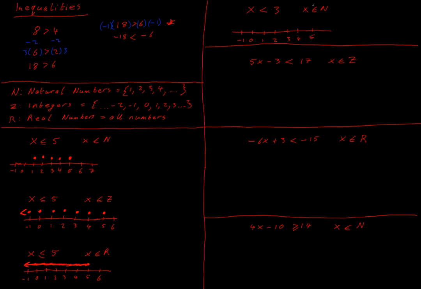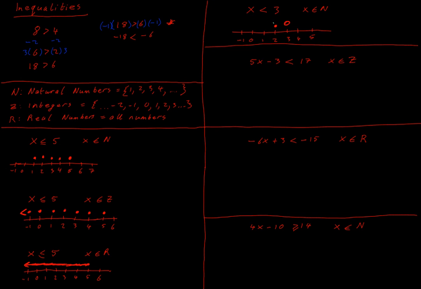And we also note that x is a natural number, so we're going to be using our dots on our number line. And what we do is we say that x starts at 3, but it doesn't include 3. So I put a circle here, I put a hollow dot here, and then x is smaller than 3 means that x could be equal to 2.